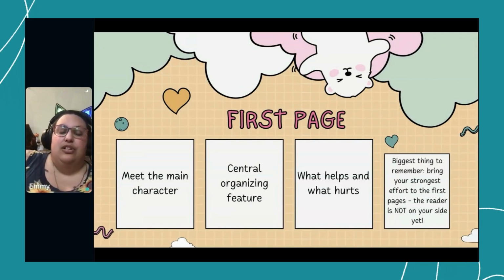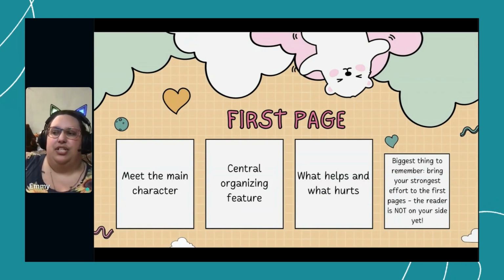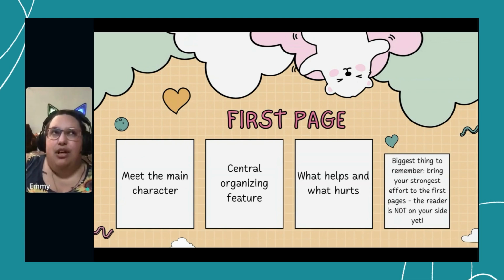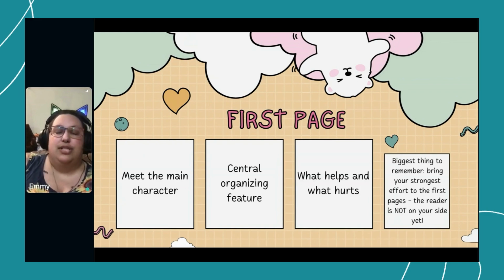The second thing is the central organizing feature of the book. And I purposely didn't call this the conflict, even though in many novels, a conflict is the central organizing feature of the book. But I have a lot of people who come to me and say, oh, my book has four different points of view and three different plot lines, and there is no central conflict in the book because there are all these different things that overlap and intertwine.